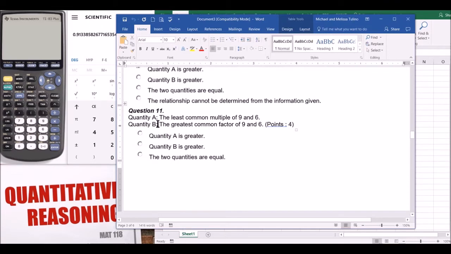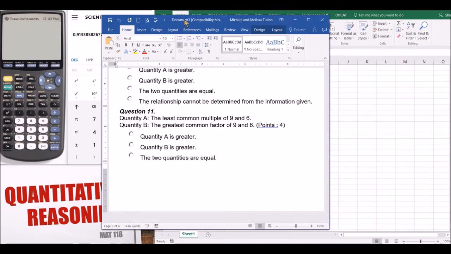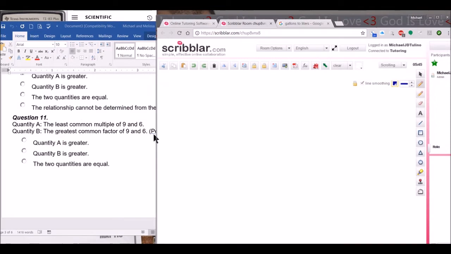Now it says the least common multiple of 9 and 6, the greatest common factor of 9 and 6. Oh, that's a great play on words. So let's make sure we know what each of those means. Least common multiple, 9 and 6. It's usually easiest to start with the smaller number and then go to the larger numbers, but let's list these out here.